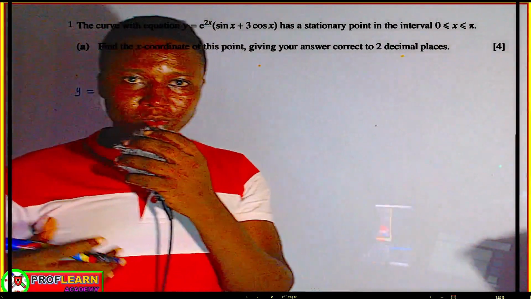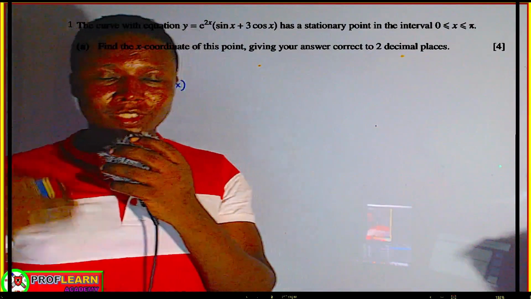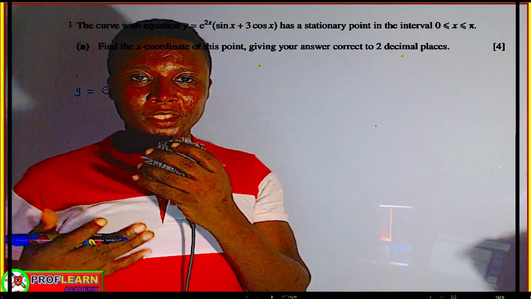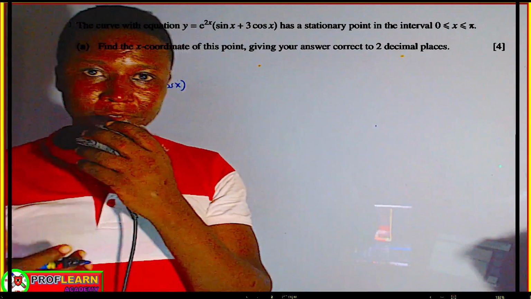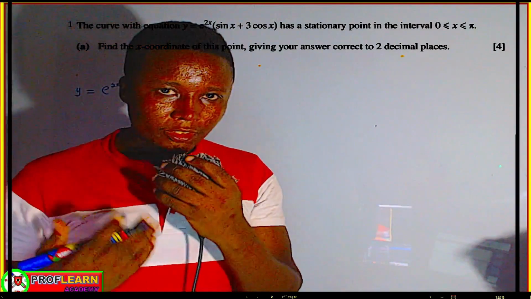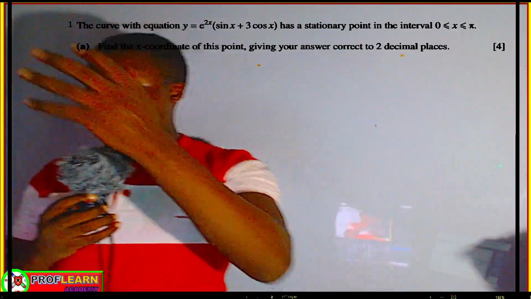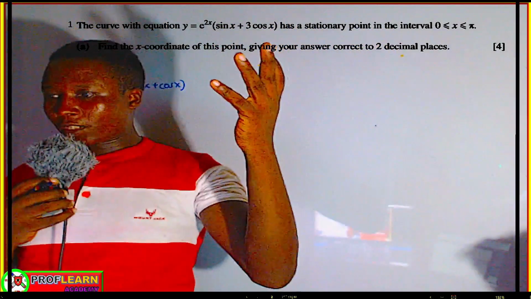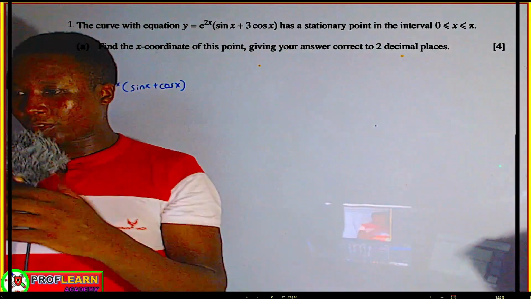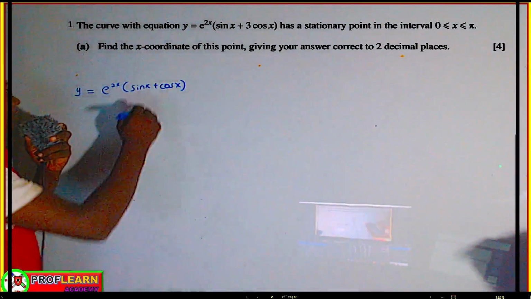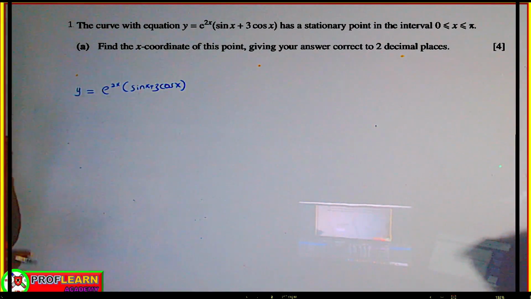You can differentiate using the power rule. At the same time, you can use the quotient rule if you have two functions which are divided together. You can also use the product rule if two functions are multiplied together. Looking at what we are given, there's no fraction; we have e to 2x multiplied by sin x plus 3 cos x, so we are going to employ the product rule.